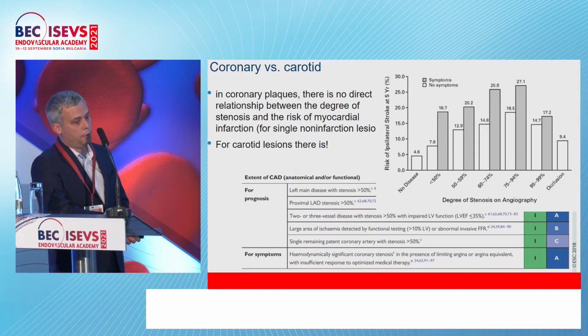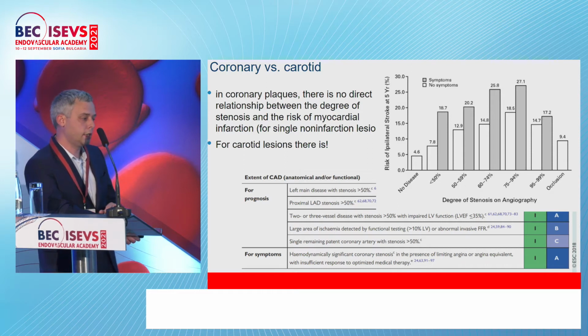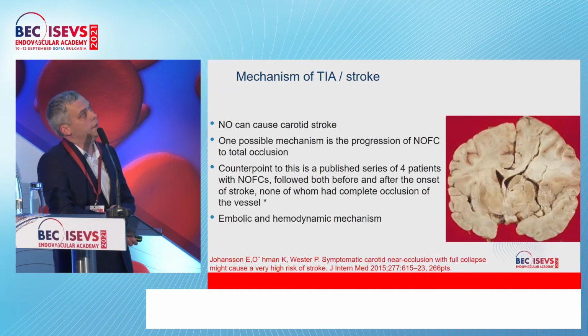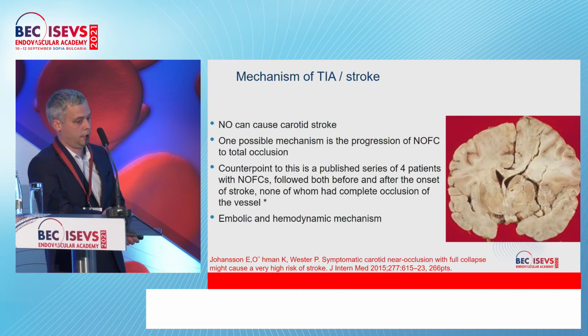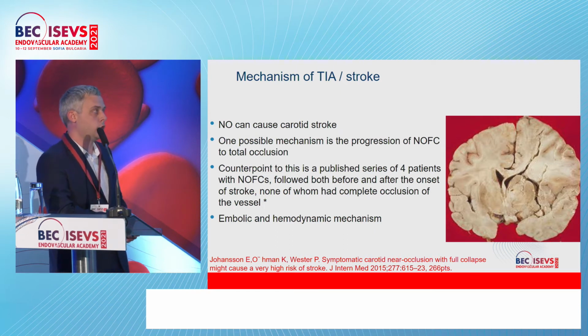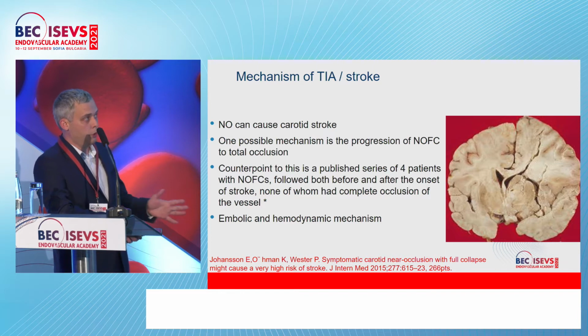But what we know about carotid stenosis is that there is a direct relation between the degree of the stenosis of the vessel and the risk of some cerebrovascular event in this patient. It is very interesting what the mechanism of TIA and stroke is, every cerebrovascular incident in this patient with near occlusions. Probably what we know is that near occlusion can progress to total occlusion.